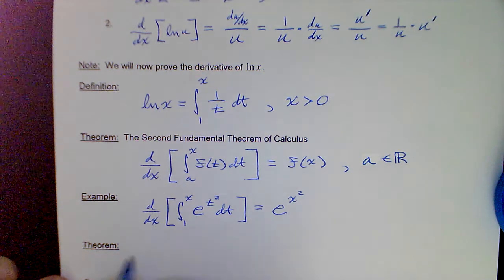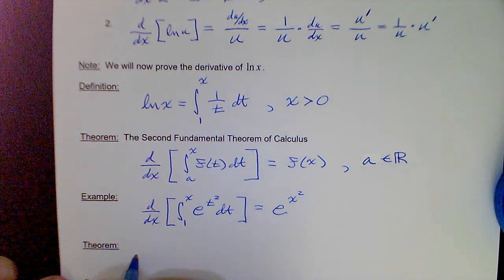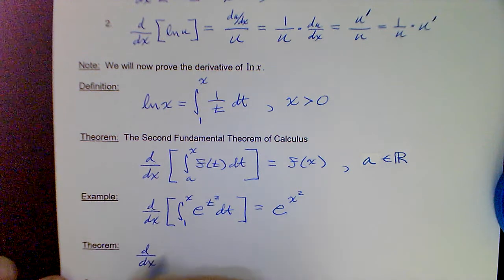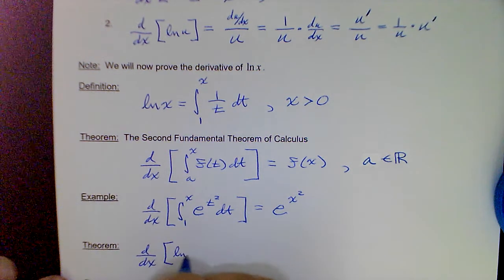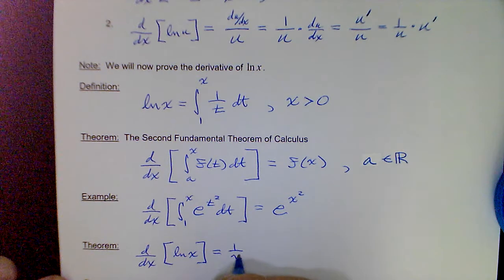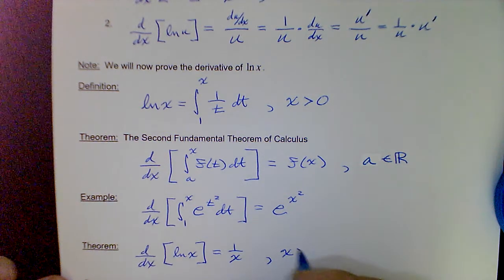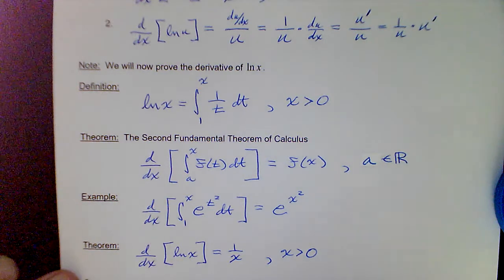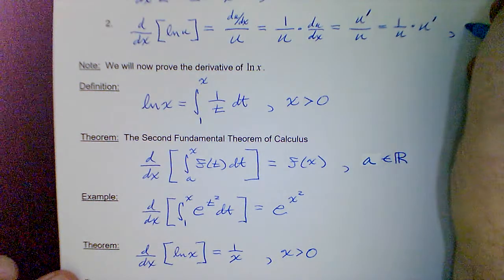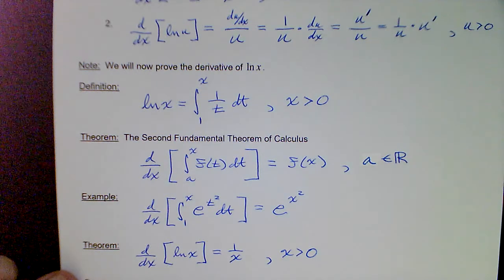Okay, so therefore our theorem is this. That the derivative with respect to x of the natural log of x is 1 over x, and formally provided that x is greater than 0. Oh, and I guess way back up here when I stated it with respect to u, I should have said u is greater than 0, just to be formally correct.